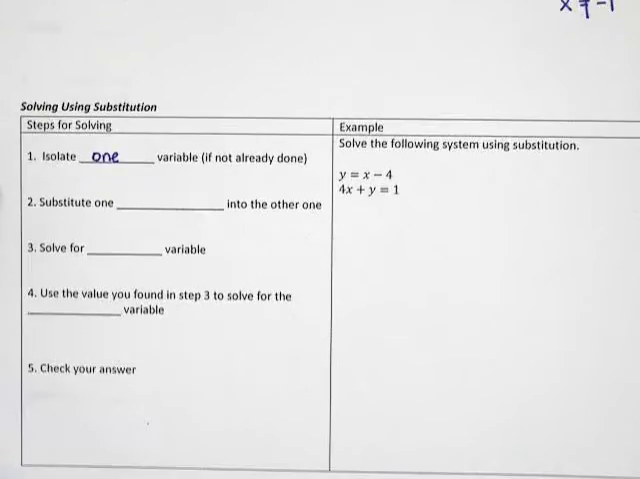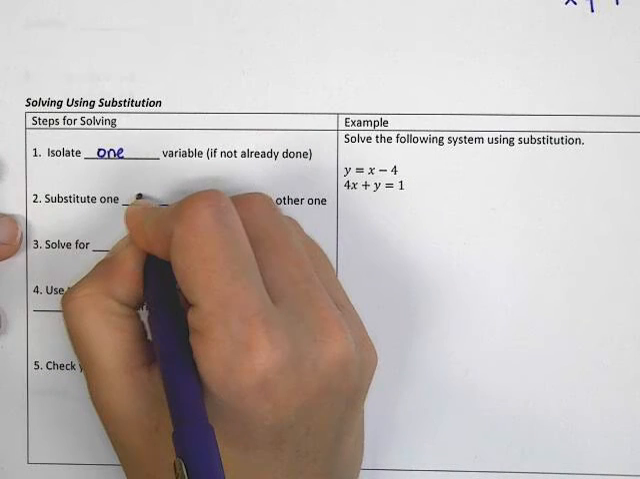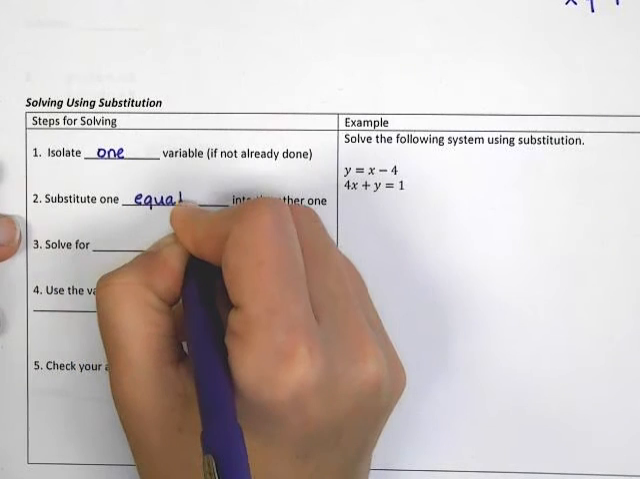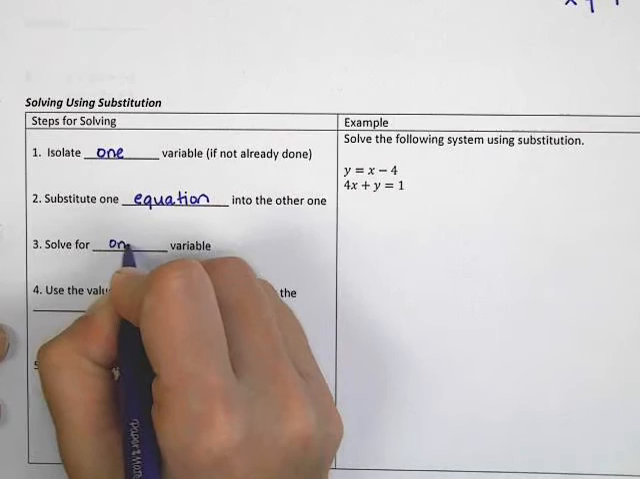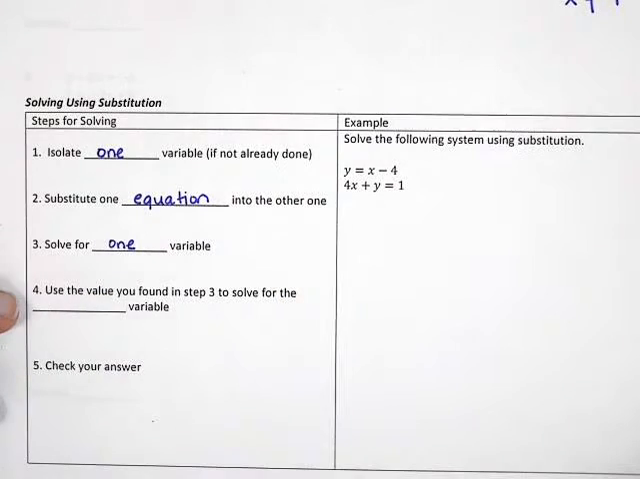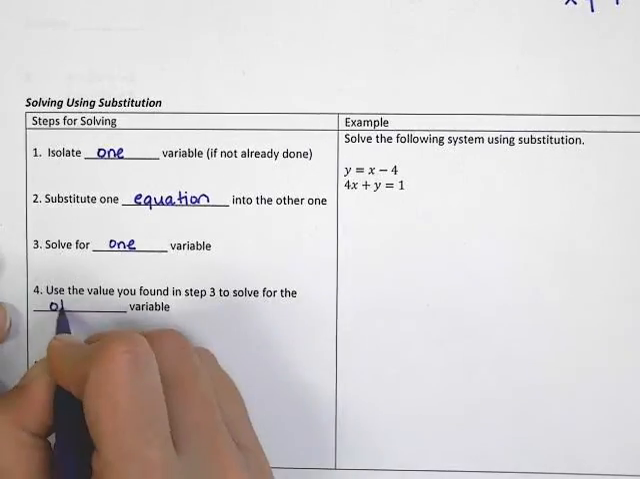Sometimes it might already be done for you. Those are the best problems because they're the easiest ones to start. Then substitute one equation into the other one, which is exactly what we just did in example 3. We got rid of the y in the first equation by plugging in the 2x plus 7. Then you solve for one of those variables, just like we did in example 3 where we got the x value. And then we use that value to solve for the other variable.